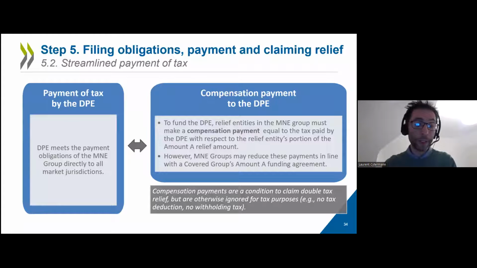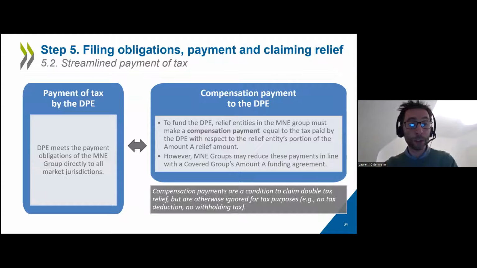So here you have a single entity of the group, typically the UPE, which will make the payments to every market jurisdiction. And a key element which goes with this is that the single payment entity will be compensated by the relief entities. So the relief entities get the relief, but to get it, and this is a condition that is set out in the MLC, they will have to compensate the designated payment entity in proportion to their share of the relief amount.